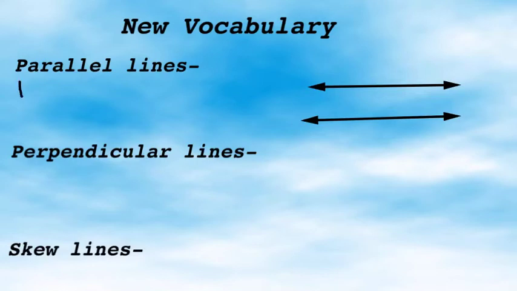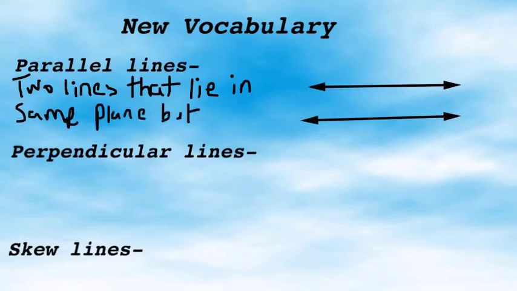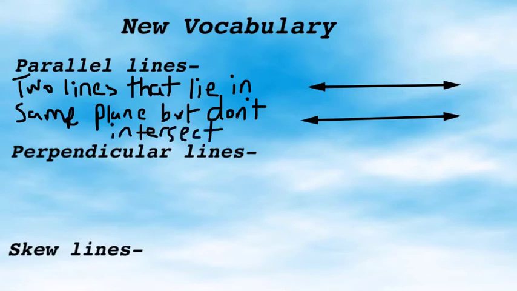So two or more lines, I'll just put two lines, that lie in the same plane but don't intersect. Okay, and that is our parallel line. So they're never going to cross. These two lines could keep going forever. They would never cross. Perpendicular lines, a little different.